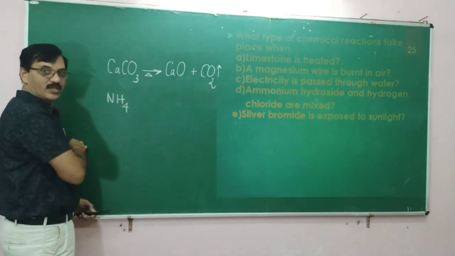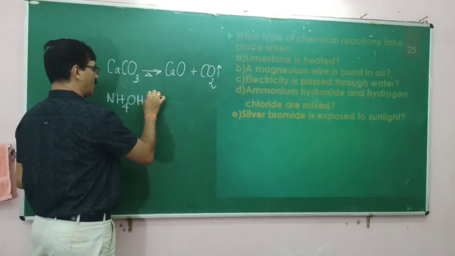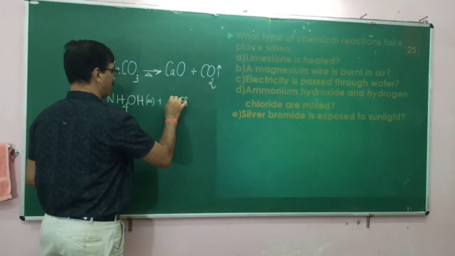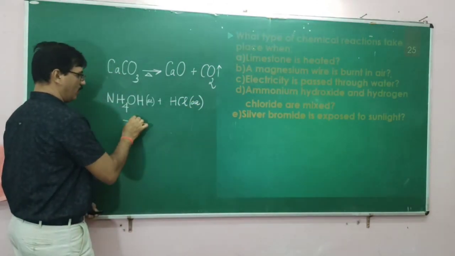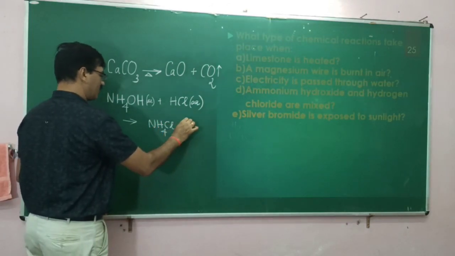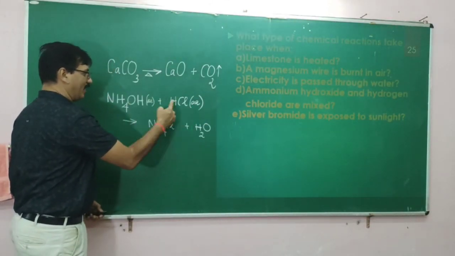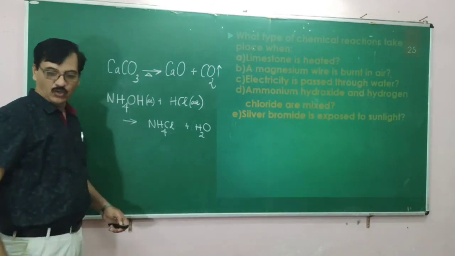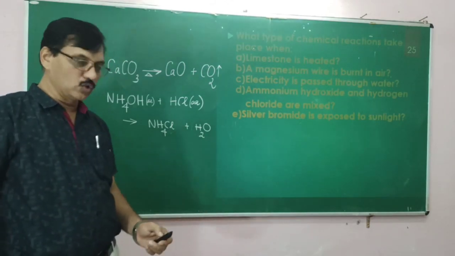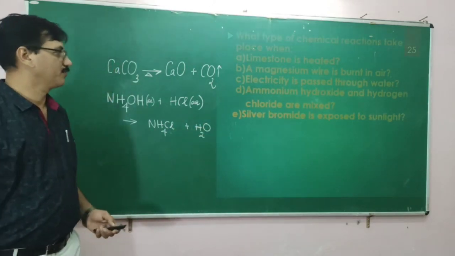Ammonium ion is NH4 plus. In ammonium hydroxide, the hydroxide ion is OH minus. This ammonium hydroxide, aqueous, plus hydrogen chloride HCl, whether it may be gas or aqueous solution, then we are going to get NH4Cl and H2O. Ammonium chloride and H2O. So this is also a double displacement reaction. Ammonium chloride is soluble, therefore we have to write aqueous, and H2O liquid.